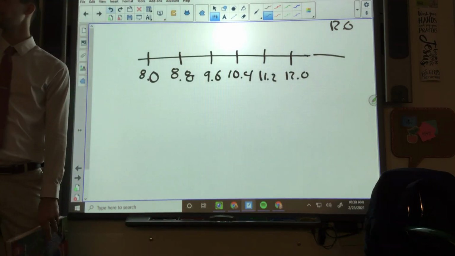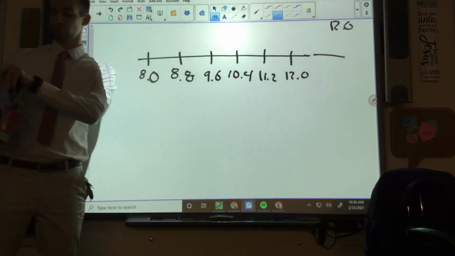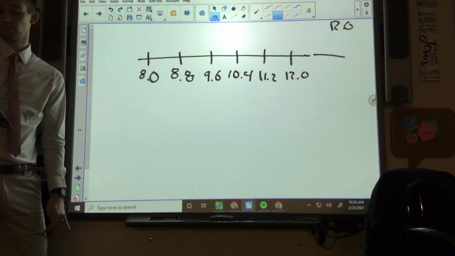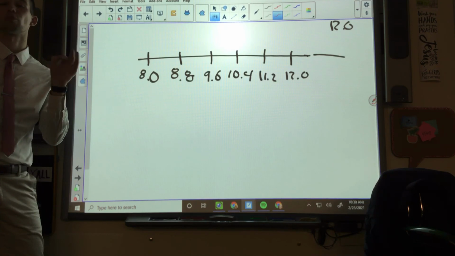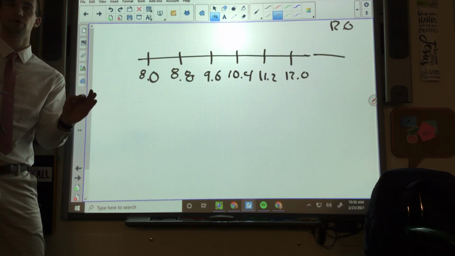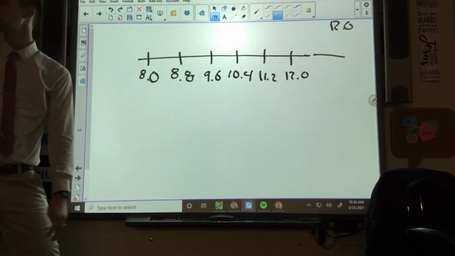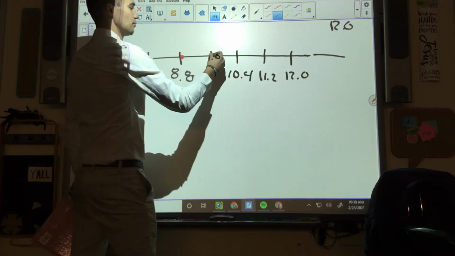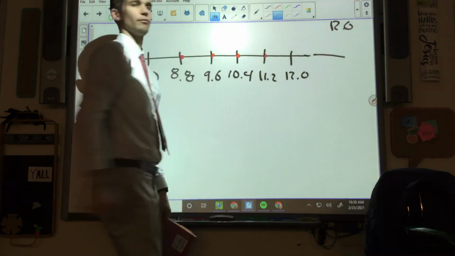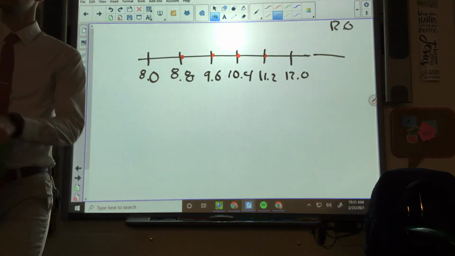Did we end up getting to 12 by ourselves? Yes, we did. Now, what is the question asking us to do? It says decimals greater than 8.0, but less than 12.0. So are we including 8 and 12 or not? No, because it said greater than 8.0, but less than 12.0. All right, and we're done.